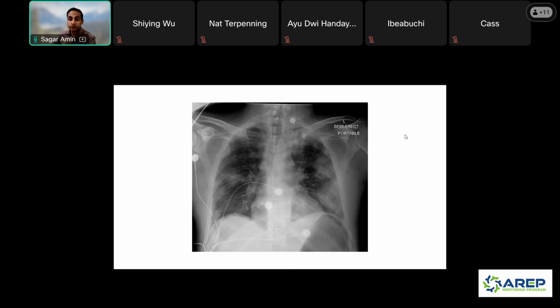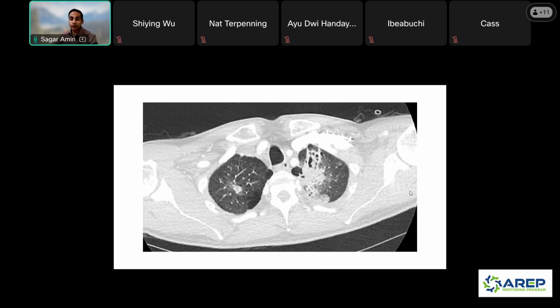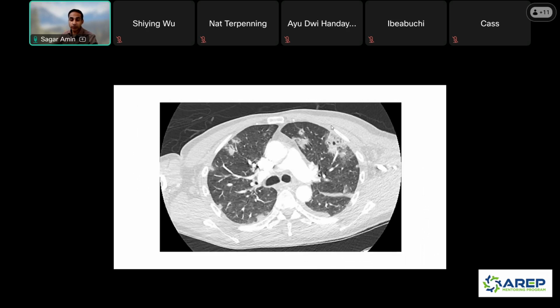Okay, next case. Anyone want to describe what's happening here? Peripheral cavitating opacities in both lungs. Yeah, good. Excellent. So there's all these opacities in both lungs. So it could be a lot of things. I'll give you the CT images. So we have a couple axial images through the chest. You'll notice that these are the opacities that you're seeing on the X-ray.